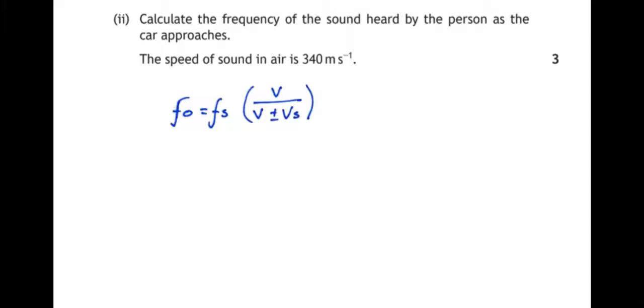Now, what do these numbers mean? Well, FO is the observed frequency. So that is the sound heard by the person as the car approaches. That's the one that we want to know. Fs is the frequency emitted by the source, the frequency that the car is giving off. V is the speed of sound, 340 meters per second. Vs is the speed of the source, which is the speed of the car in this case.